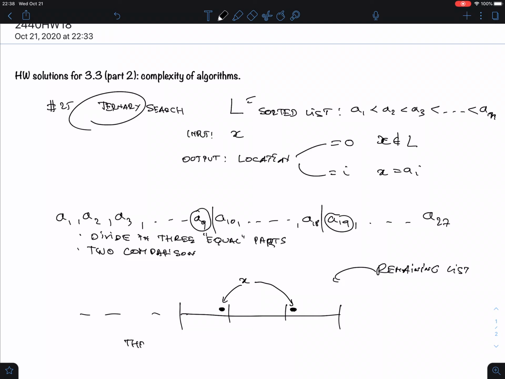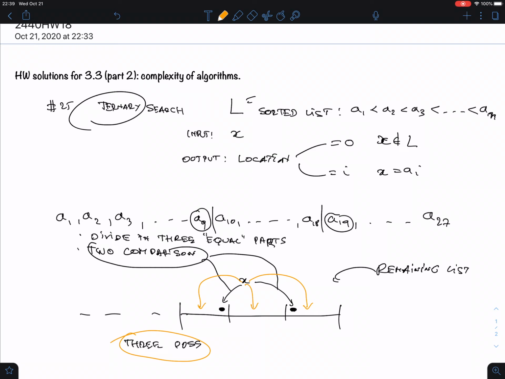So we have 3 possibilities. Either X is in there, X is in there, or X is in there. Perhaps let me do this in a different color so that you see what I mean here. So these are the comparisons, the 2 comparisons that I was talking about. And then let's do it in a different color so that you see what I'm doing here. So there are now 3 possibilities. It could be X is somewhere in this list, X is in this list, or X is in this list, by the comparison with these 2 elements.